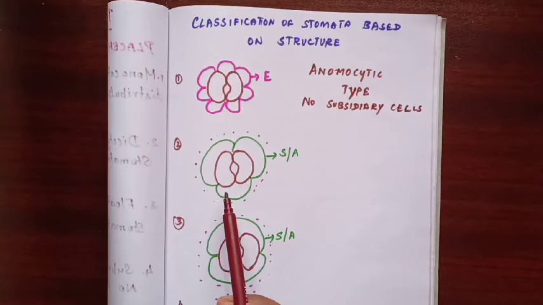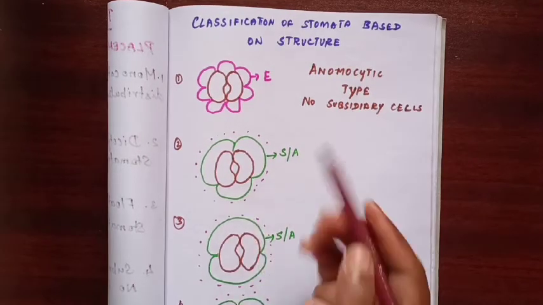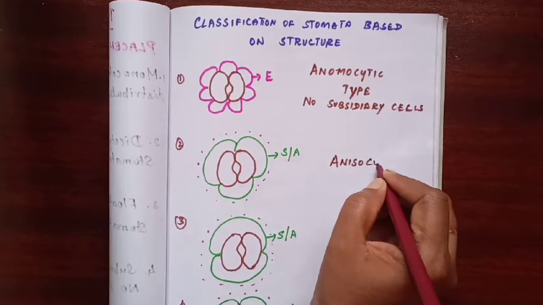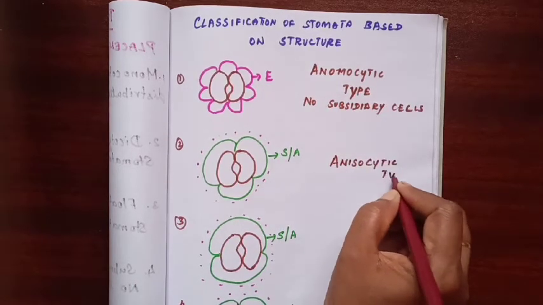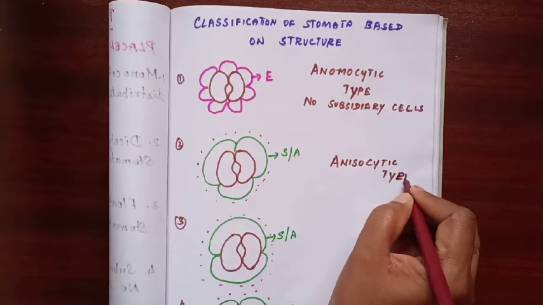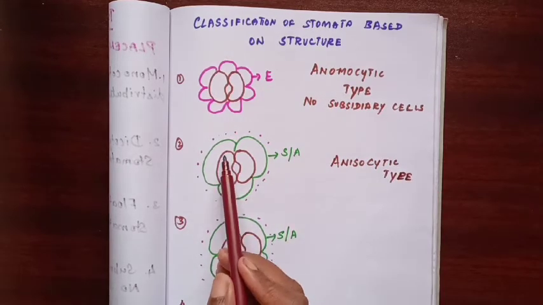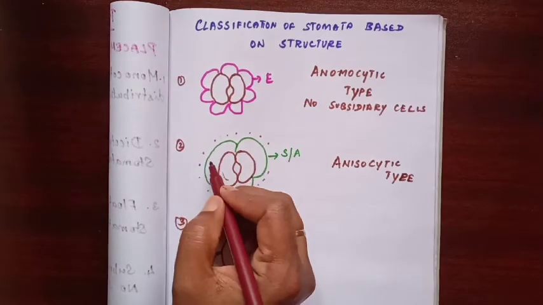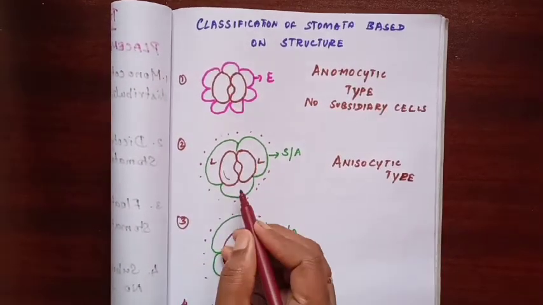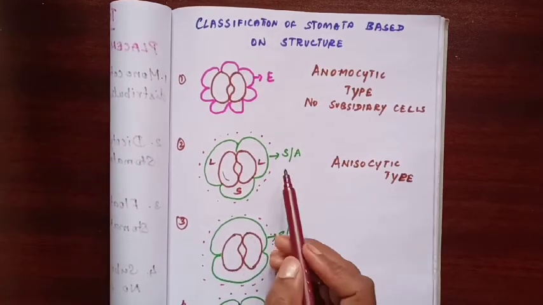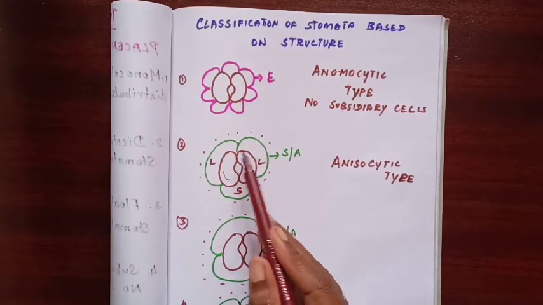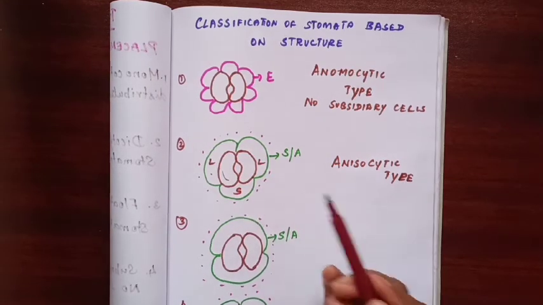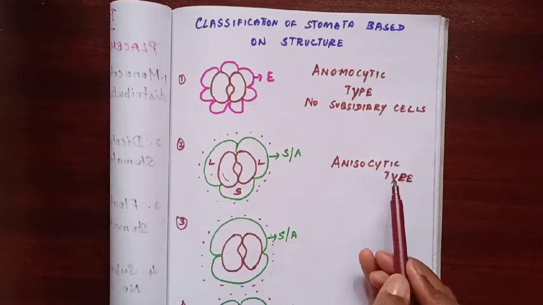The next type is called anisocytic. Anisocytic type. So in this type of stomata, the guard cell is surrounded by 3 accessory cells. So 2 are large sized cell and 1 is a small size cell. So this is a subsidiary cell. So 3 subsidiary cells are present, 2 are large and 1 is small. Such type of stomata we call it as anisocytic type.